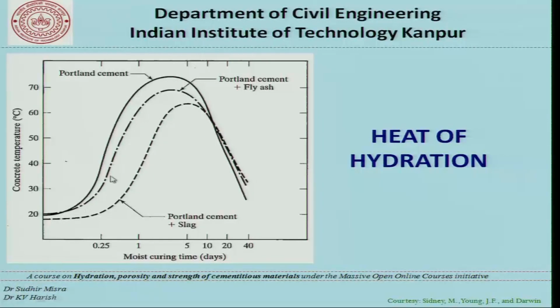Okay, so this graph is primarily to show that addition of fly ash reduces the heat of hydration, or in other words reduces the concrete temperature substantially, and with increased fly ash dosage this value reduces substantially, and thereby the concrete is not vulnerable to thermal cracks.